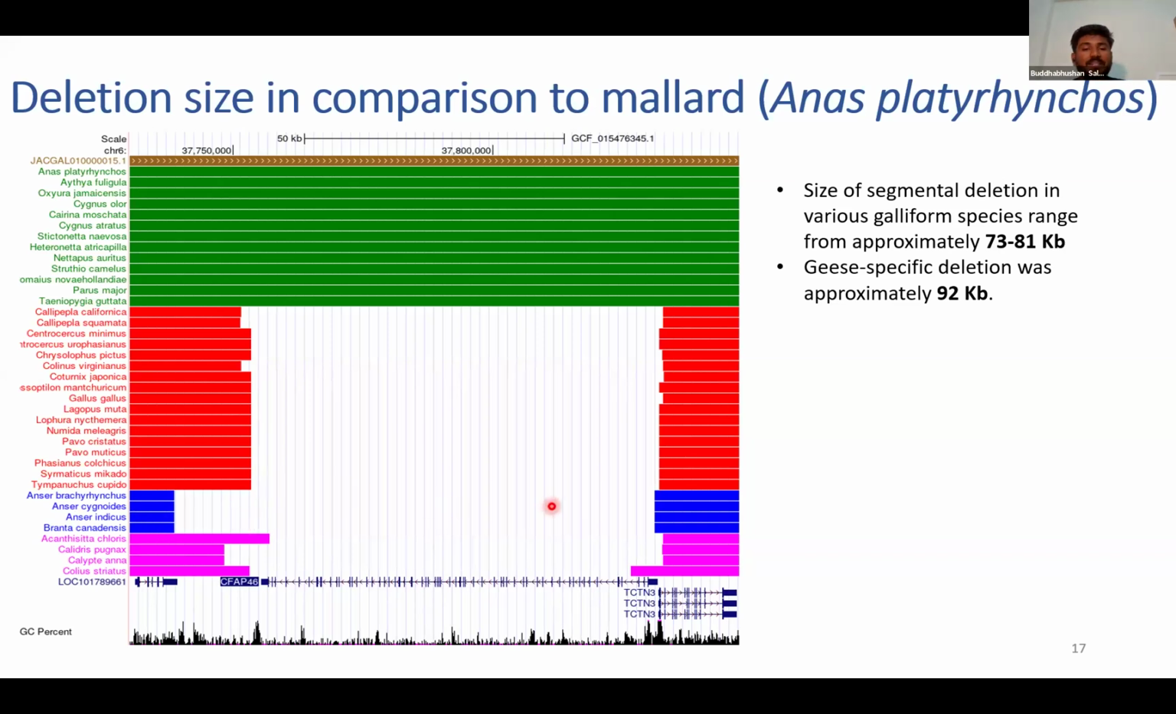So it is a huge deletion in the galliform species. Similar deletions were also found in the other independent species, but the boundaries are not shared. You will see here that the boundaries are shared. Here again, geese also share the boundary, but in the independent species, the boundaries are not shared among them.